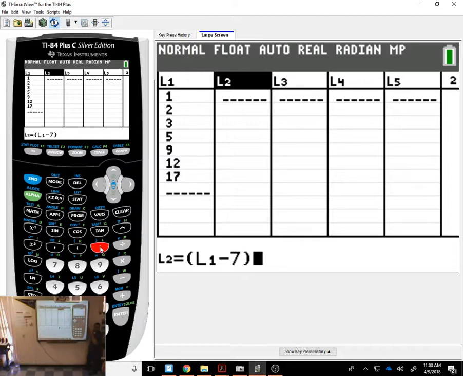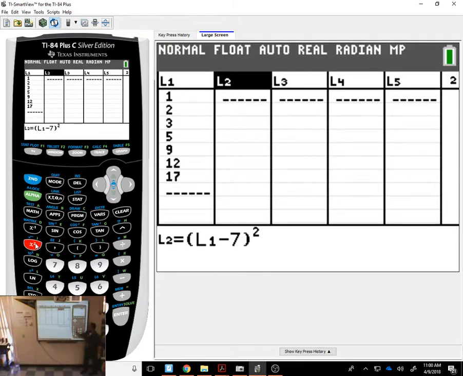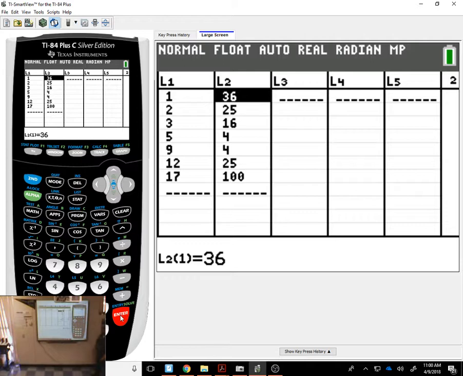Not enter yet, because I can do the square at the same time. I can use one less column here by just pushing the square button. Now I've got the whole top part, don't I? Isn't that cool? Now I just push enter. Boom. And there are all those numbers.